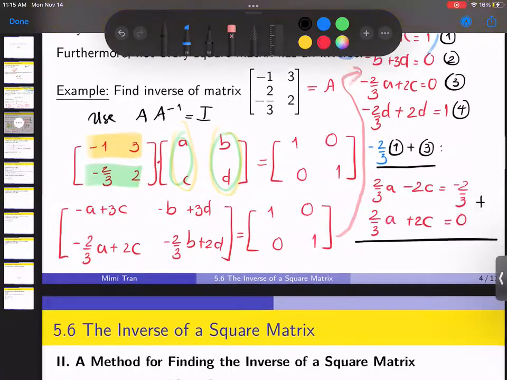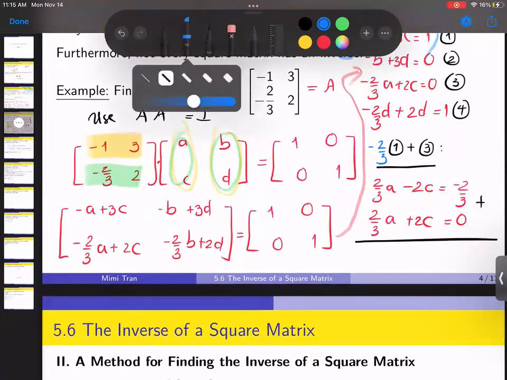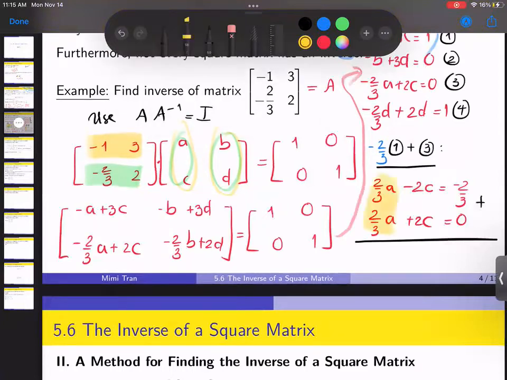What happened? It looks like everything on the right-hand side cancels, so it's just 0 on the right-hand side. And the left-hand side is equal to negative 2/3, which is false. If you cannot solve, then it's no solution.